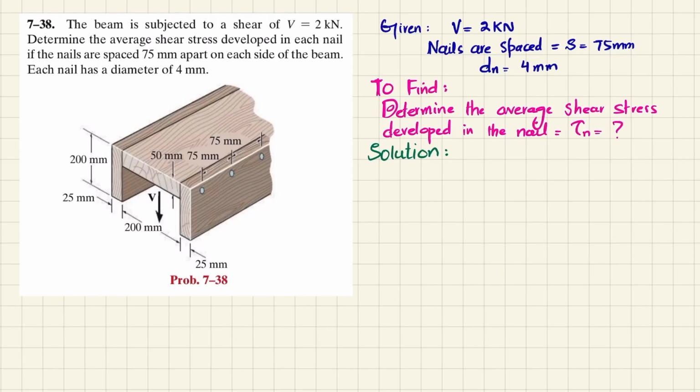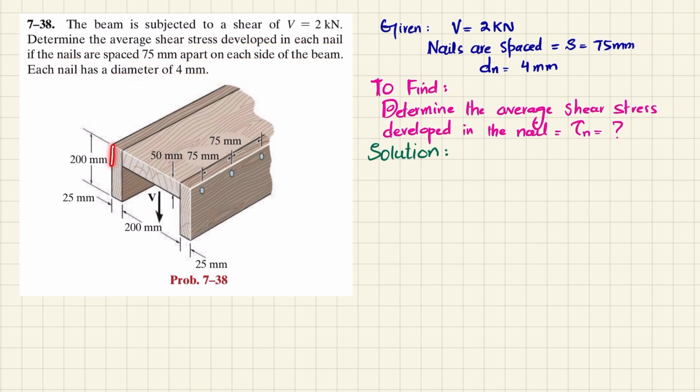Welcome back. Problem 7-38. The statement is: the beam is subjected to a shear of 2 kilonewton. Determine the average shear stress developed in each nail if the nails are spaced 75 millimeter apart on each side of the beam. Each nail has a diameter of 4 millimeter.